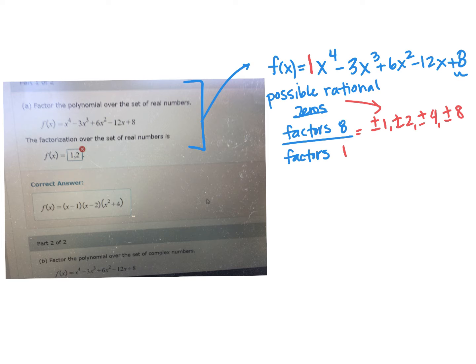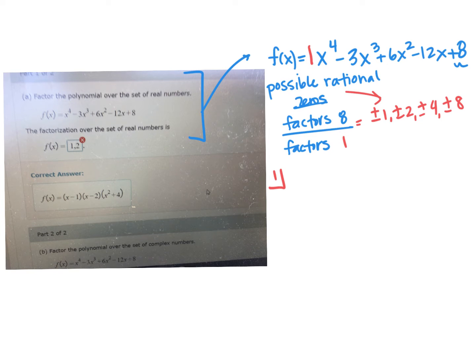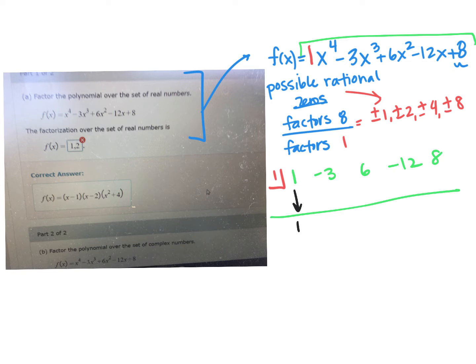So really these are our possible rational zeros. And so I'll start by just picking 1, because that's nice and easy. That's possible. And then remember, we take all of our coefficients from our polynomial here. So we'll have a 1, negative 3, 6, negative 12, 8. And I want to test and see if this 1 is a 0. So I want a remainder of 0. Let's see if that happens. Might get lucky on the first try.